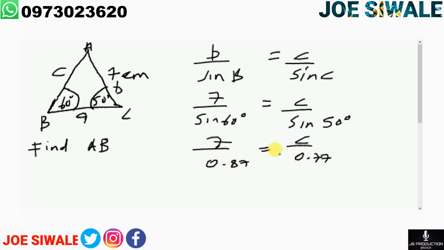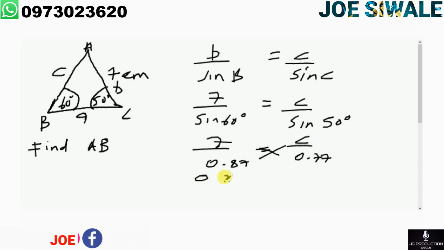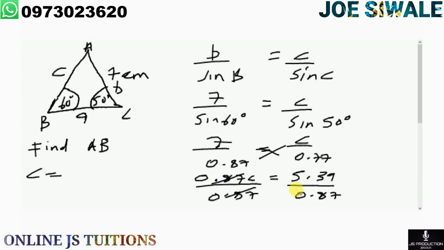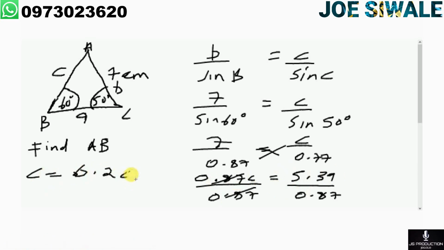If you reach this step, you can cross multiply. So 0.87 multiplied by c gives 0.87c, which is equal to 7 multiplied by 0.77, which is 5.39. To find the value of c, I would divide by 0.87 on both sides, so the 0.87s cancel out, and I have 5.39 divided by 0.87. My answer is 6.2 centimeters. So the value of AB is 6.2 centimeters.